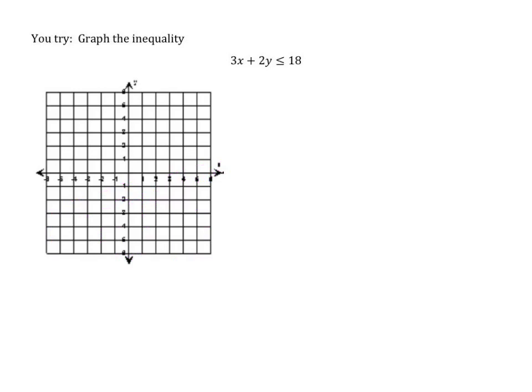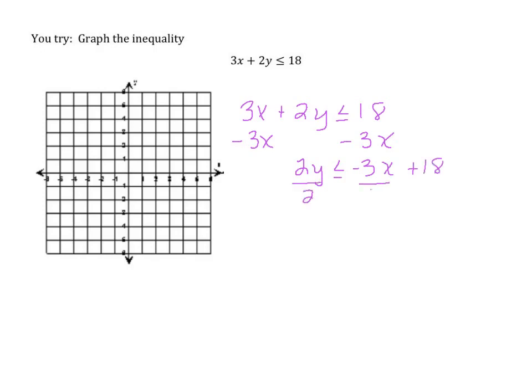Let's graph 3x plus 2y is less than or equal to 18. So I need to get this into y equals mx plus b form. I'll subtract 3x. So 2y is less than or equal to negative 3x plus 18. I'll divide by 2. So y is less than or equal to negative 3/2 x plus 9. Note this time we didn't divide by a negative number, so our sign stayed the same.